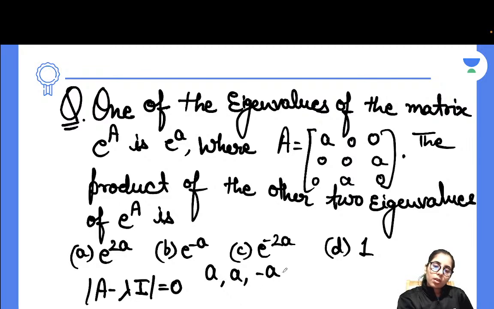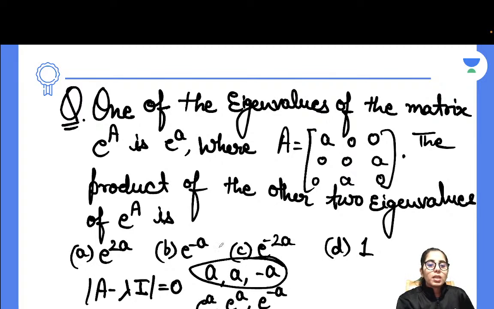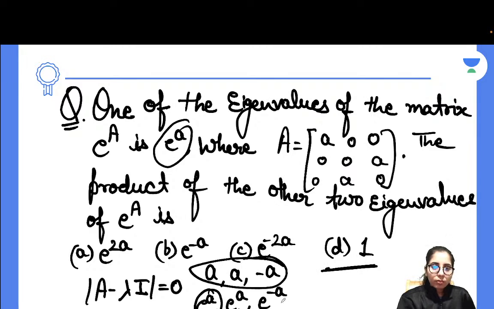a and negative a. So it is going to give you e to the power A matrix eigenvalues as e to the power a, e to the power a, and e to the power negative a. So e to the power a as one eigenvalue was given to you. The product of other two you have to find, which will be e to the power a multiplied with e to the power negative a, which is e to the power 0, and that's giving you 1. Hence your right answer is option D, which is 1.